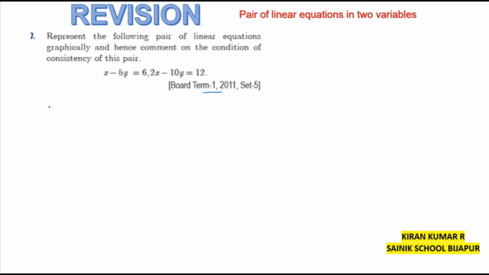Suppose if I consider the first equation, x minus 5y equal to 6. If you transpose 5y to the right hand side and 6 to the left hand side, I'll be getting 5y equal to x minus 6. So y is x minus 6 upon 5.